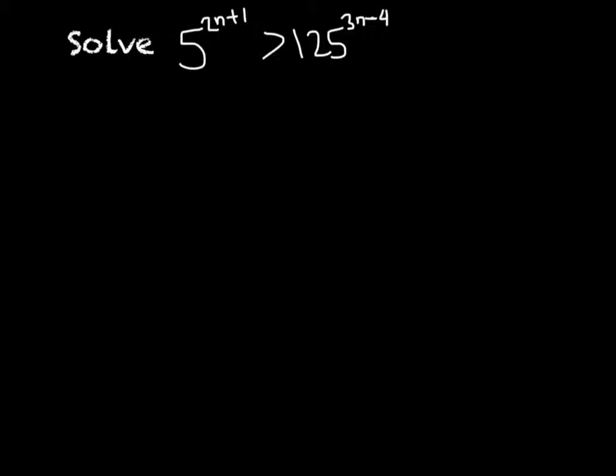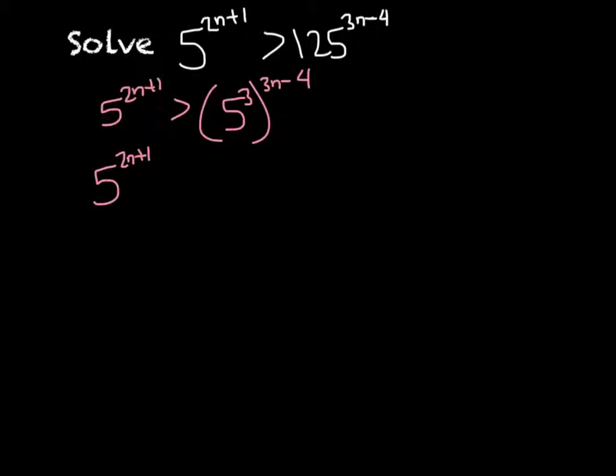Solve 5 to the 2n plus 1 is greater than 125 to the 3n minus 4. So first thing we can do is recognize that 125 is equal to 5 cubed. So we'll replace 125 with 5 to the power of 3. And now we can use our properties of exponents and rewrite this as 5 to the power of 9n minus 12.